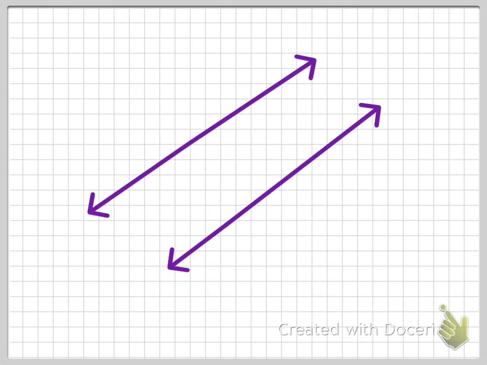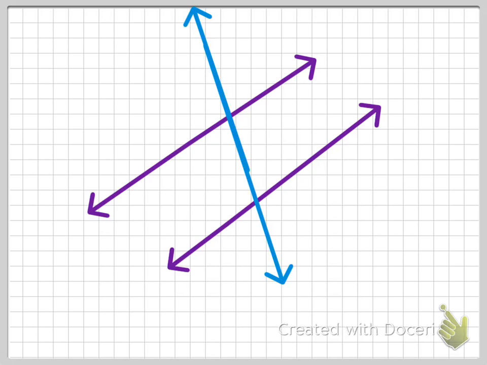Alright, we are looking at some properties of parallel lines. Let's assume that these two purple lines are parallel. I know my lines aren't completely straight. If you ever take another line and intersect both lines, it is called a transversal.